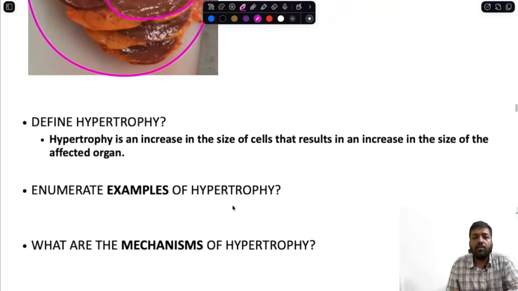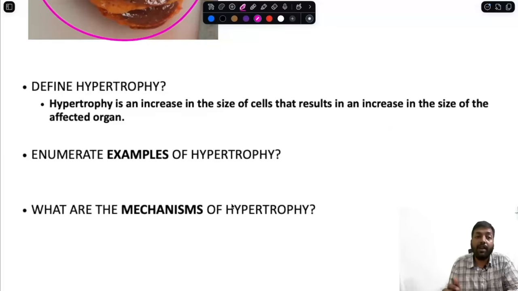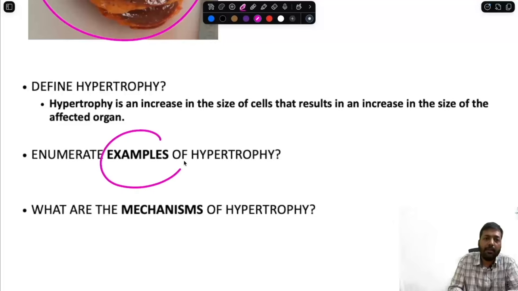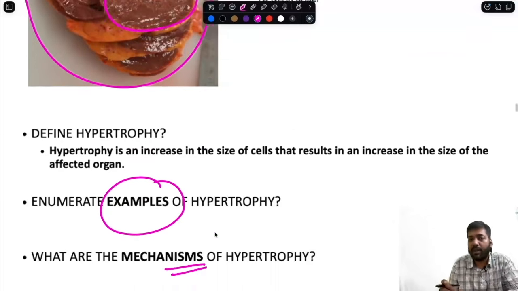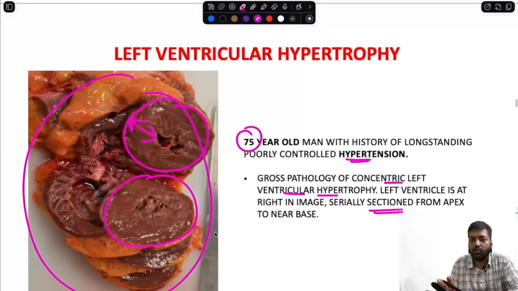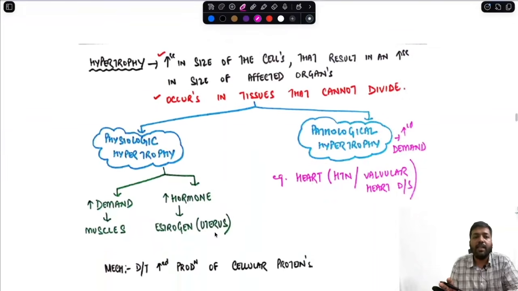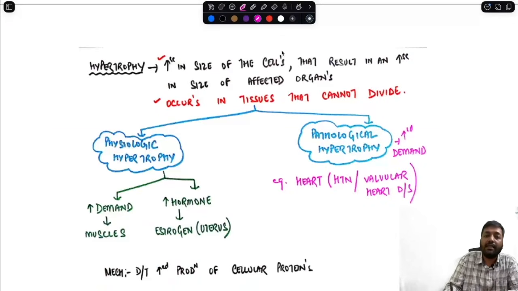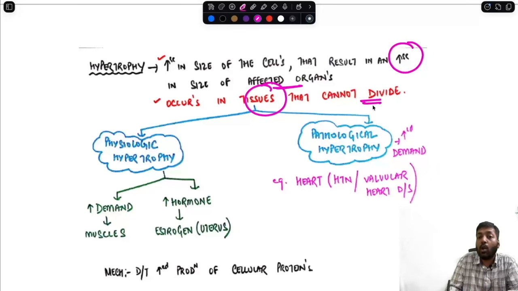Okay, so the next question will be, define hypertrophy, enumerate the examples of hypertrophy, and what are the mechanisms of hypertrophy. Okay, this is a very commonly asked question in your exam also. So hypertrophy is defined as an increase in the size of the cells that results in an increase in size of the affected organ. It occurs in tissues that cannot divide.